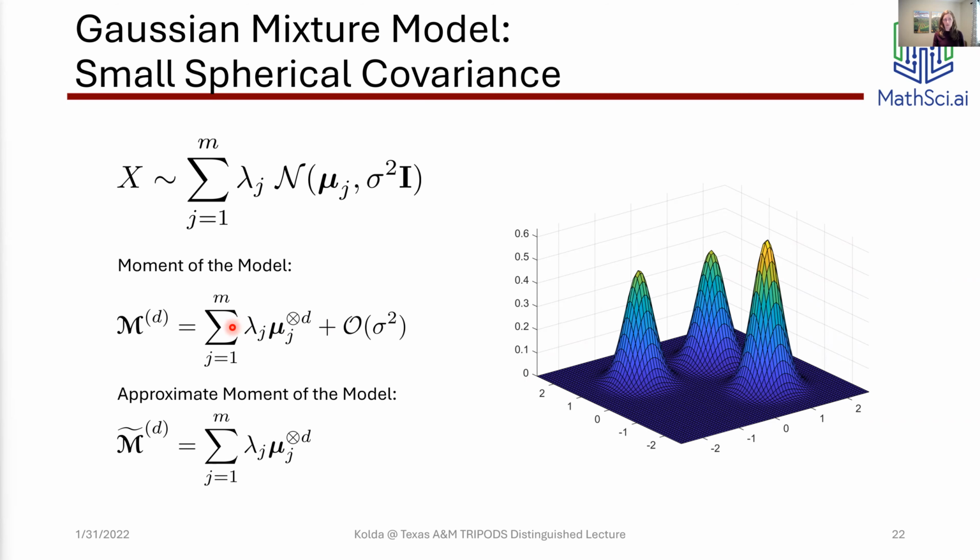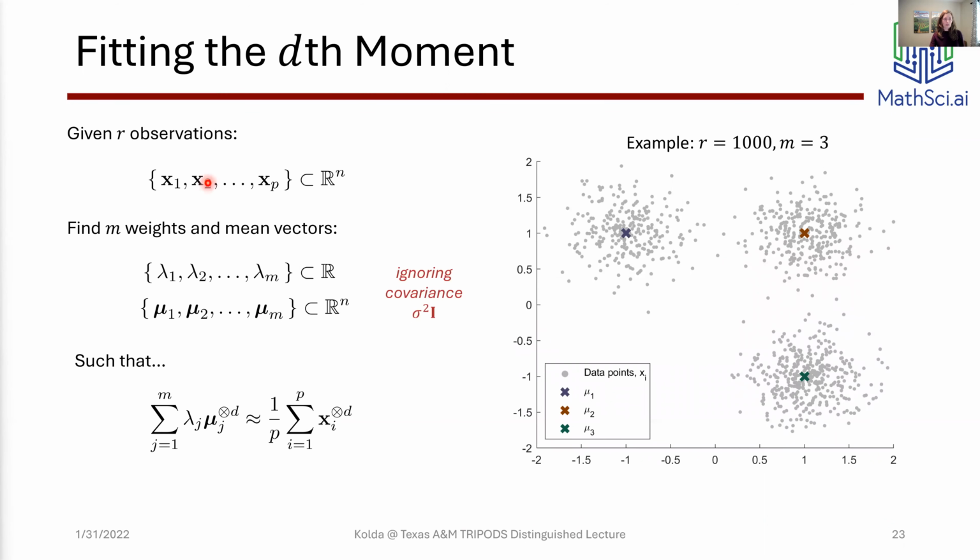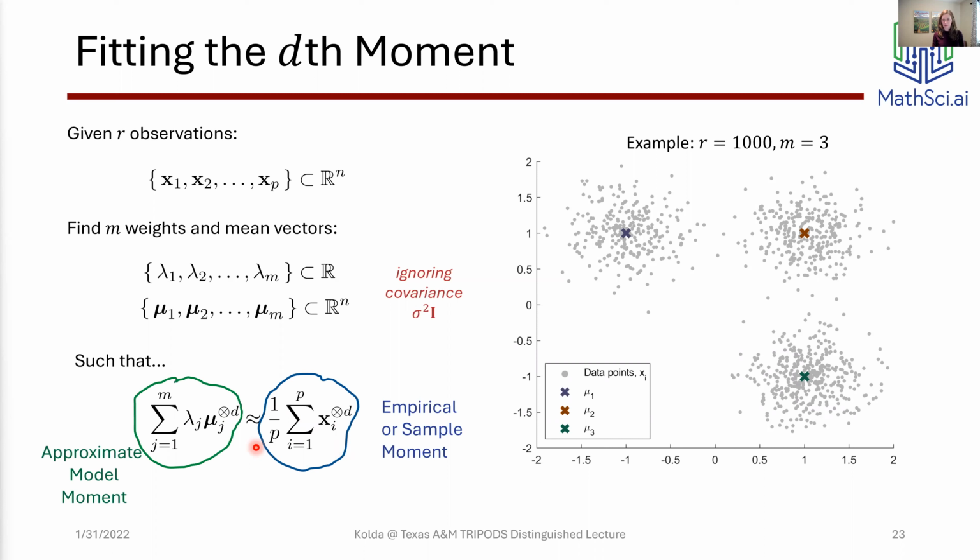And so the basic idea is we are given a set of observations, x1 through xp. That's data that comes from some unknown distribution that we'd like to find the parameters of. And so we'll find a bunch of weights, lambda 1 through lambda m, and a bunch of mean vectors. We're just ignoring the covariance because we're assuming it's small and doesn't have much impact, so that the sample moment, which is the average of the outer products of the samples that we get from our data, is equal to the approximate model moment.